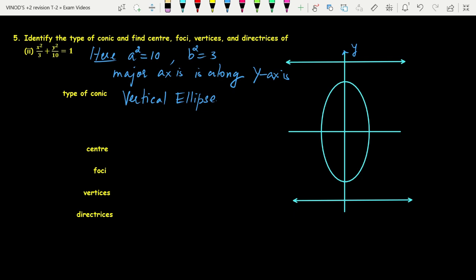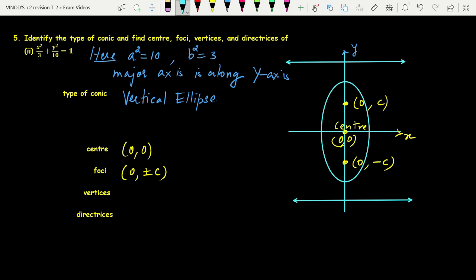Since it is a standard vertical ellipse, the center is 0, 0. This point is the center. Coming to the foci, you have two foci. The one above the x-axis is 0, c, and below x-axis it is 0, minus c for the vertical ellipse. So foci is 0, plus or minus c.